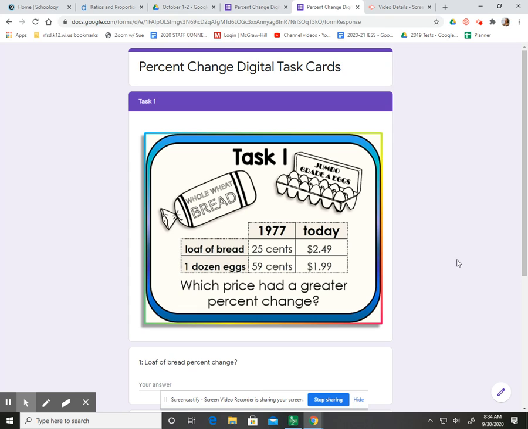All right, so let's, oh man, my drawing board is not going to work. All right, so let's do this one together.